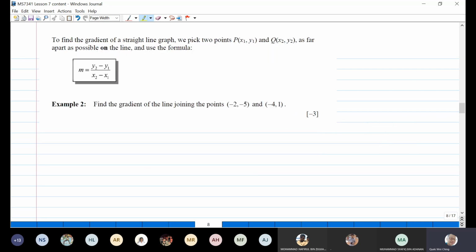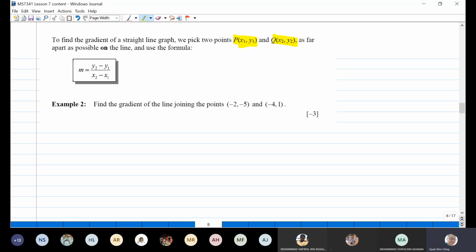All right, now I'm going to tell you how to calculate the gradient formally. To calculate a gradient formally, you need 2 points on the straight line. Let's say P and Q. x1, y1 is P, x2, y2 is Q. So you have 2 points, P and Q. Then you can calculate the gradient based on this formula: y2 minus y1 over x2 minus x1. So this is how to find the gradient, m.